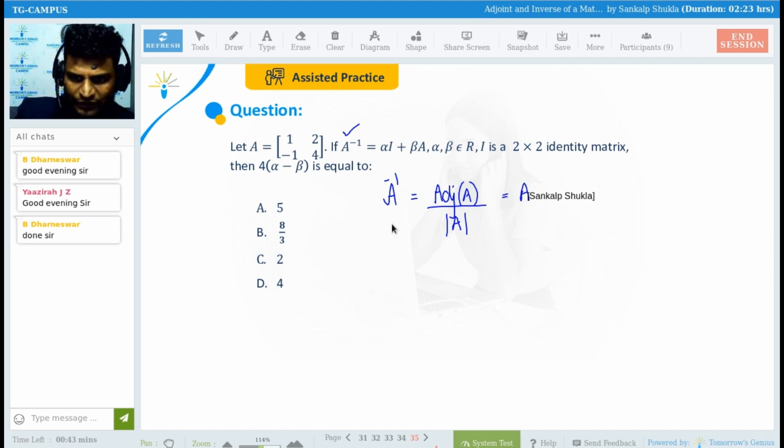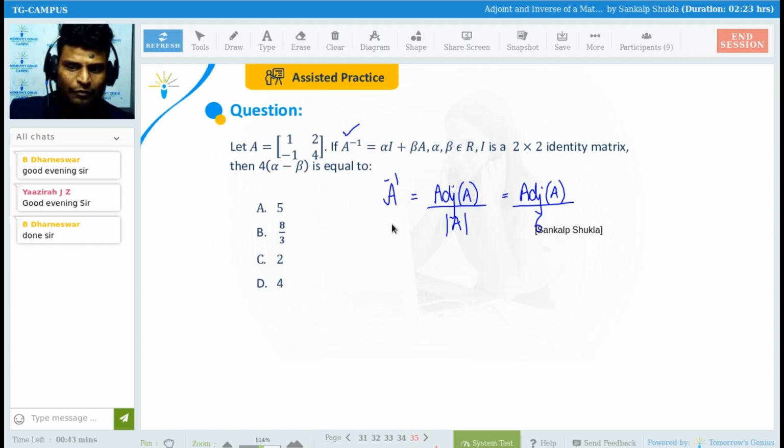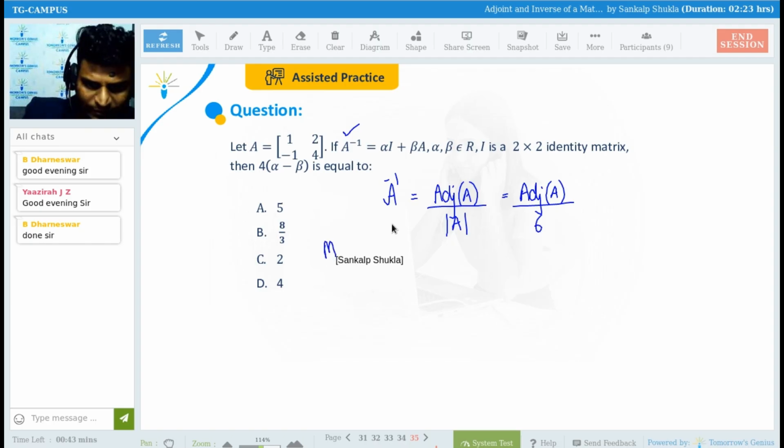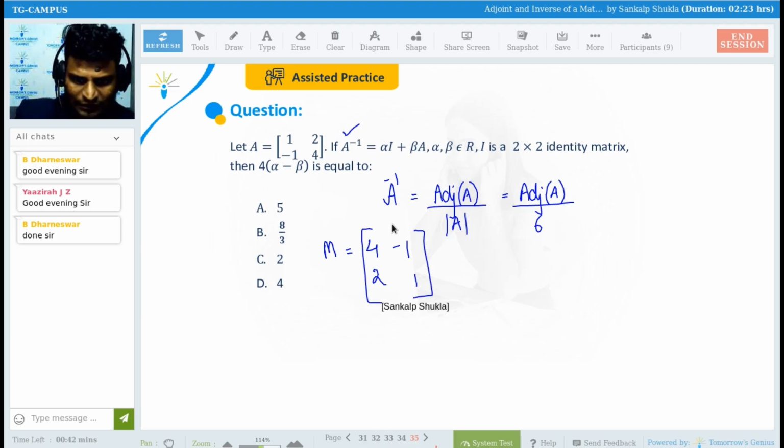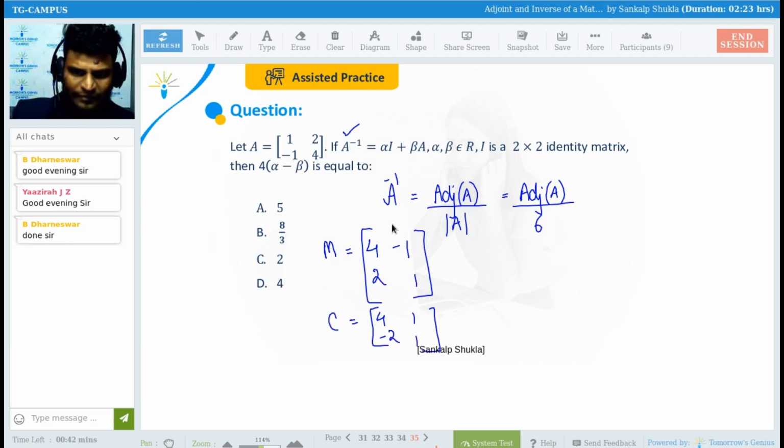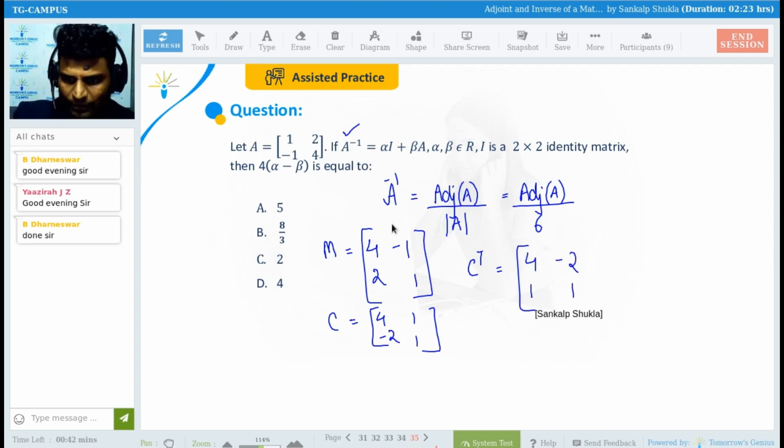So it is adjoint of A over 6. Now what is adjoint of A? I'll find the minor matrix quickly. It will be 4, minus 1, 2, and 1. Now I'll take the cofactor. The cofactor matrix will be 4, 1, minus 2, and 1. Now the transpose will be the adjoint itself. So 4, 1, minus 2, 1, divided by 6.